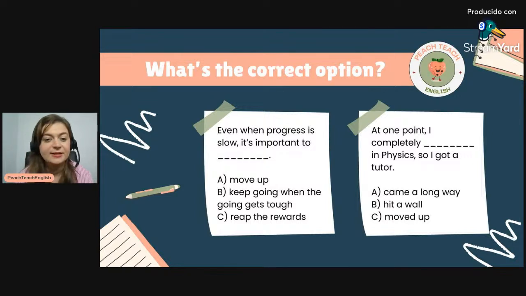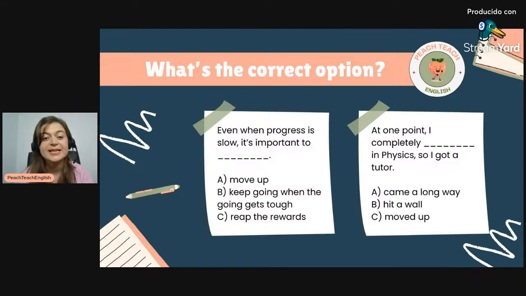Okay, it's going to be B. Keep going when the going gets tough. Okay, so even though it might be hard to stay motivated when your progress is slow, it's important to keep going, even though it's hard.